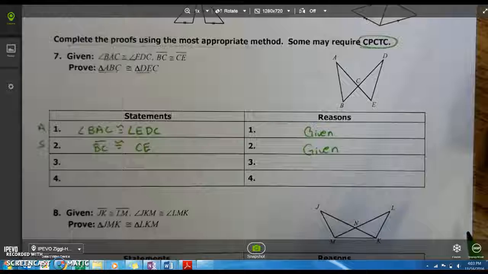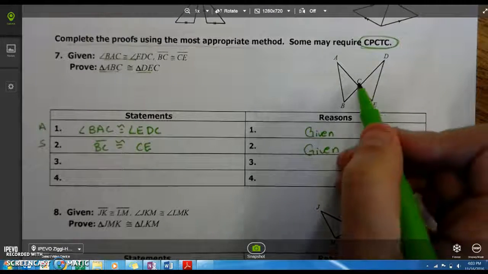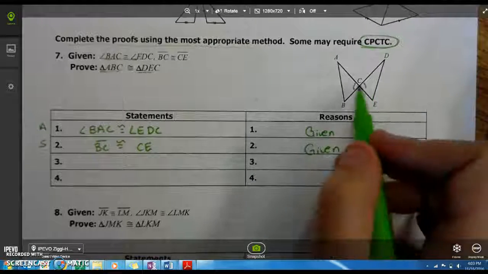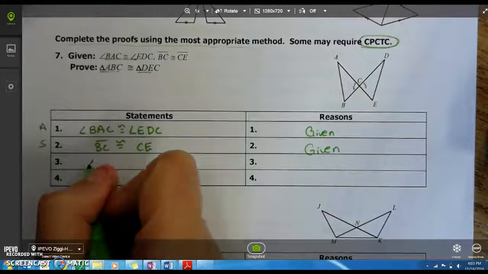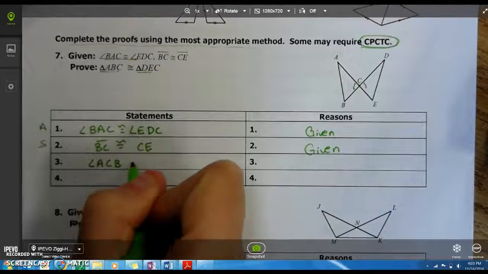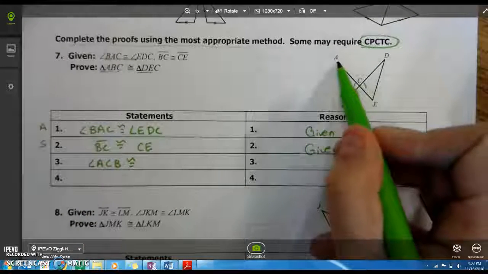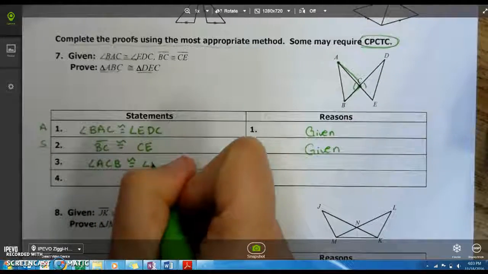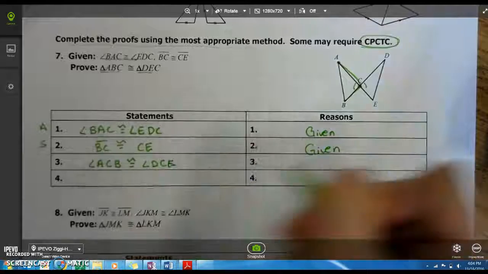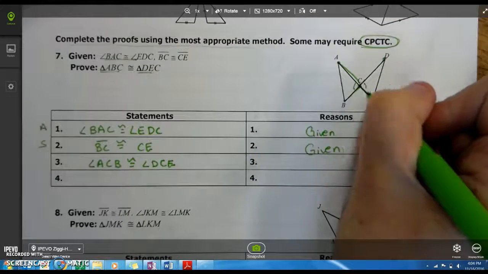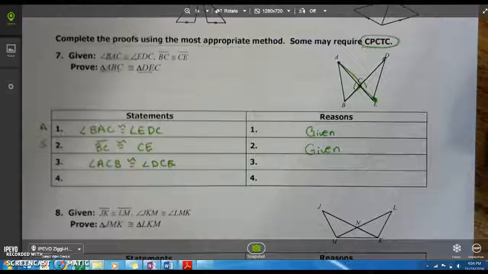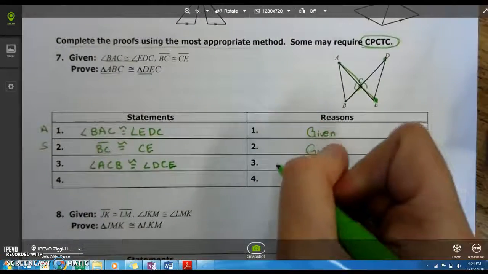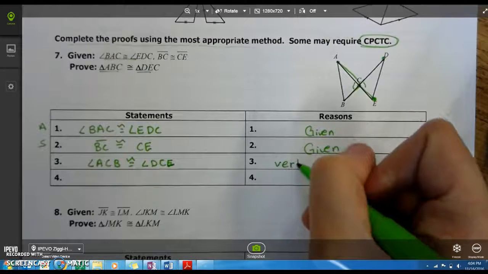And I could show it with either one, but in my triangle I can see that I've got these angles right here, right? So these are going to be angle ACB, and angle DCE. And if you just told me angle C and angle C, you've got it right, but you don't have it all the way right. Okay? You're almost there. And those are called vertical angles because they meet at a vertex.